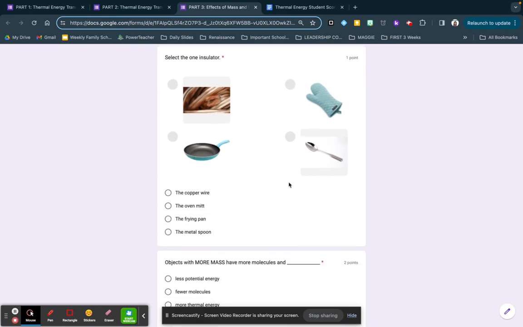Now you have multiple pictures here. These are kind of funky, right? So this is actually like copper wiring. This is an oven mitt. This is some kind of a metal pan that you would cook with and a metal spoon. Okay, so select the one insulator. Out of these four objects, which one is the insulator? The copper wire, the oven mitt, the frying pan, or the metal spoon?